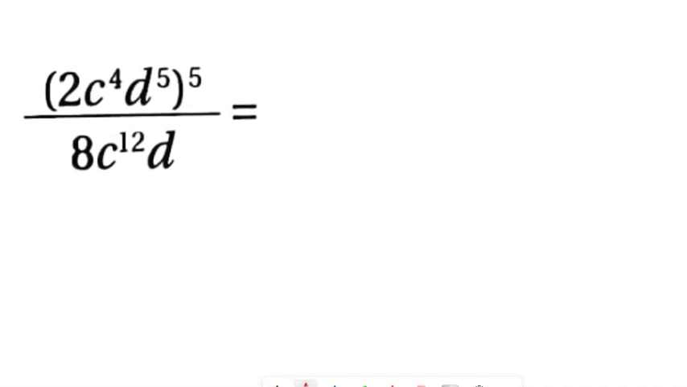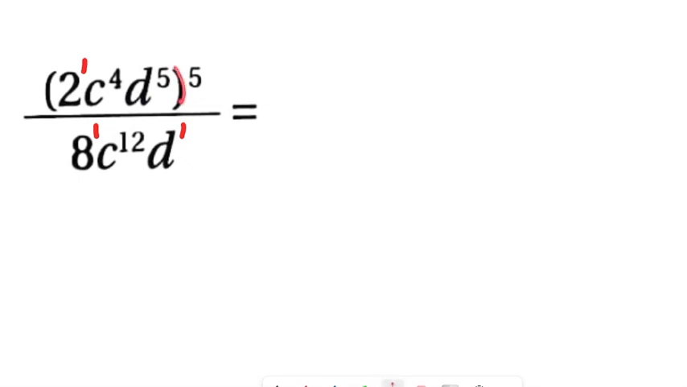Okay, so the first thing that we want to do is make sure to write down the power. Nampak kat sini tak ada kuasa kan, nampak macam tak ada kuasa. So when there is no power, you can't see any power like here and here, that means the power is actually 1. Sebenarnya kuasa dia 1. So ini sebenarnya 2 kuasa 1. This is 8 to the power of 1. This is D to the power of 1. Okay, so that's the first thing you need to understand.